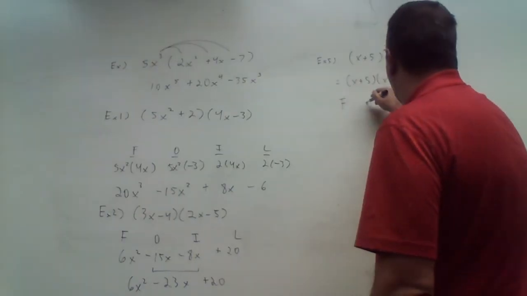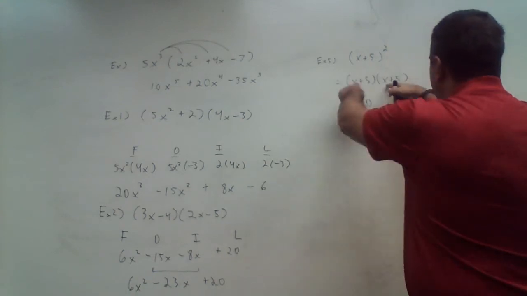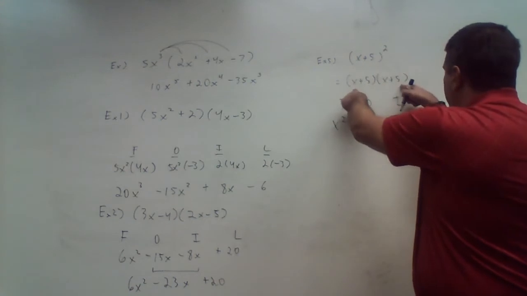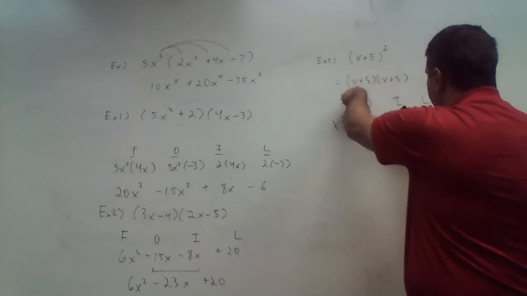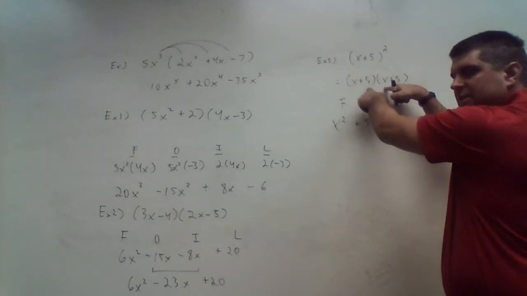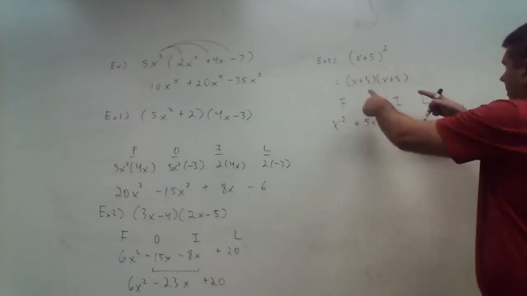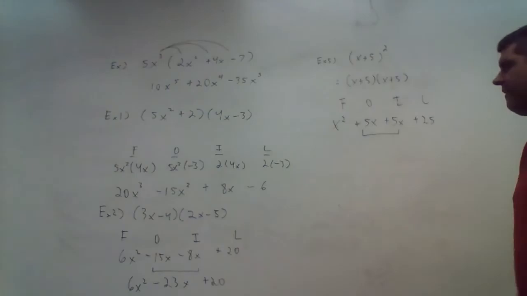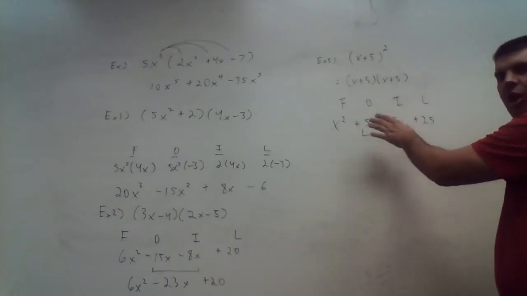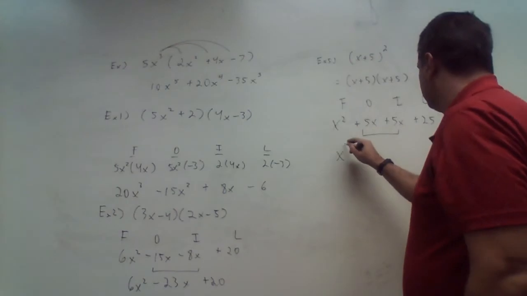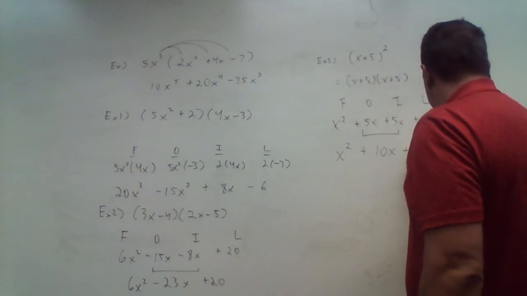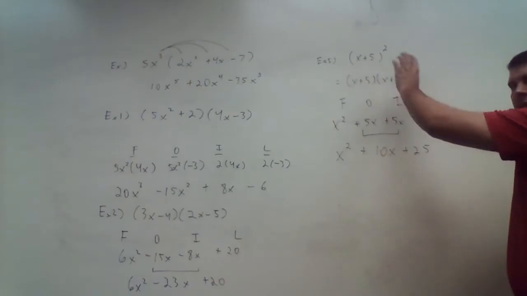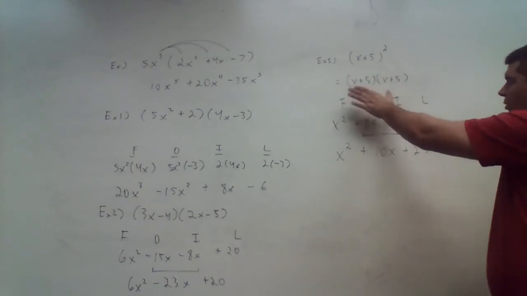So, FOIL. First terms are the x squareds, or x squared. Outer terms, 5 times x, so plus 5x. Inner terms, plus 5x. And then the last terms, 25. These are like terms. 5x's and another 5x are 10x's total. Okay? Do not give me just x squared plus 25. That's mistaken. You actually have to multiply the whole thing out.